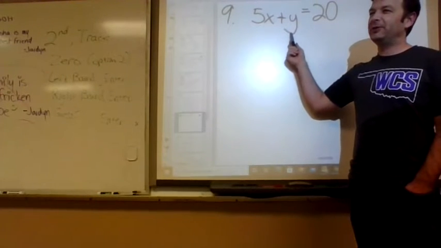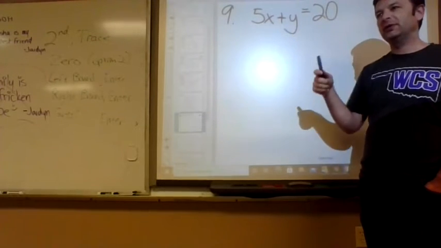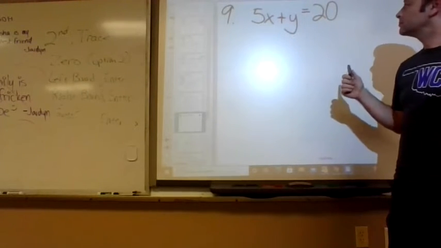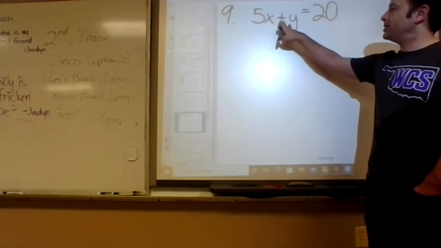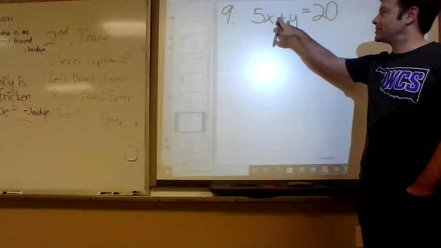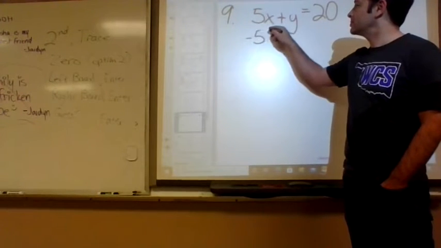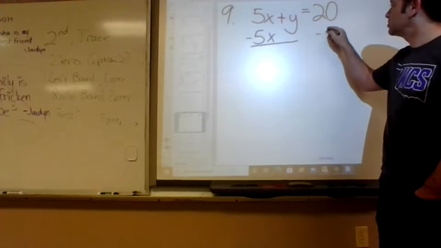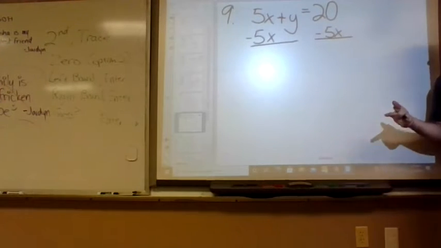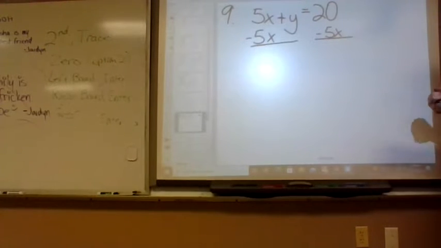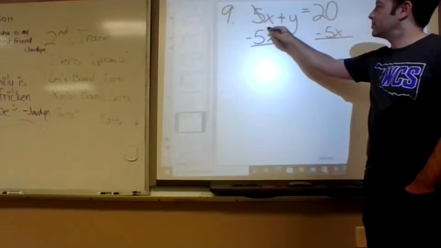Okay, so how do I get y by itself on the left side? Divide 20 by 5x, or just by 5? No. The y is being added to 5x, so you subtract. I have to subtract 5x. To get rid of an added value, you subtract. To get rid of a multiplied number, you divide. Okay, so those are going to go away.